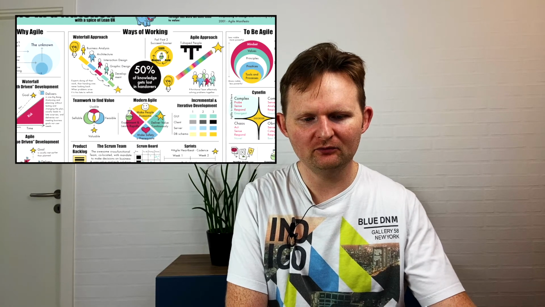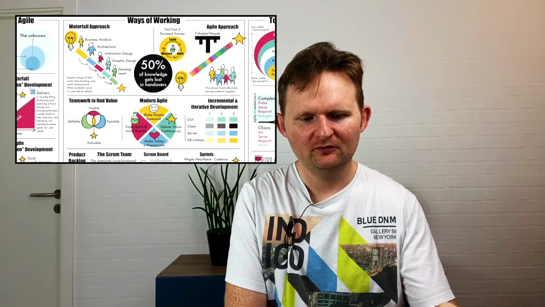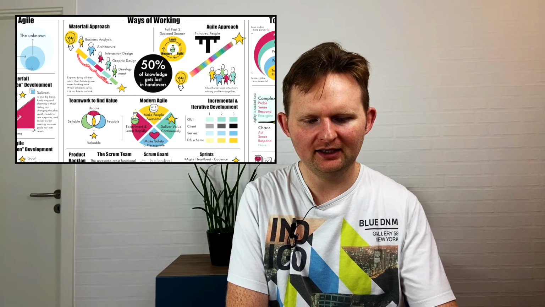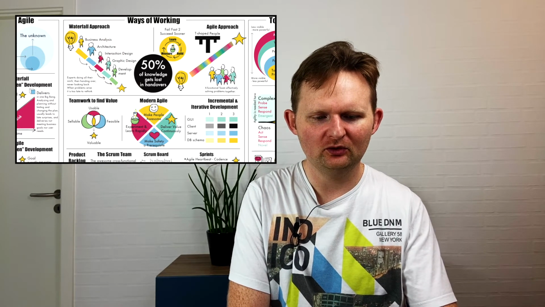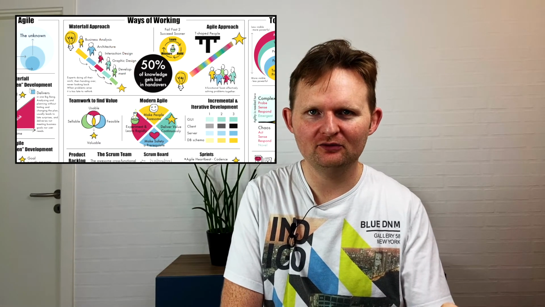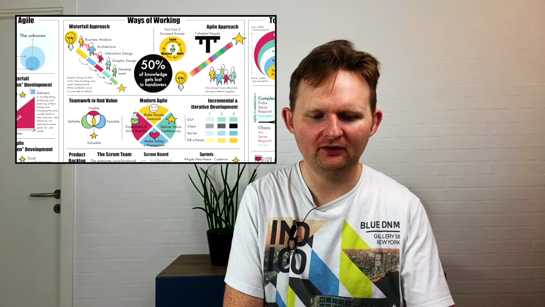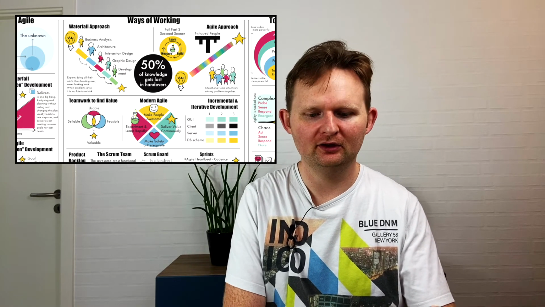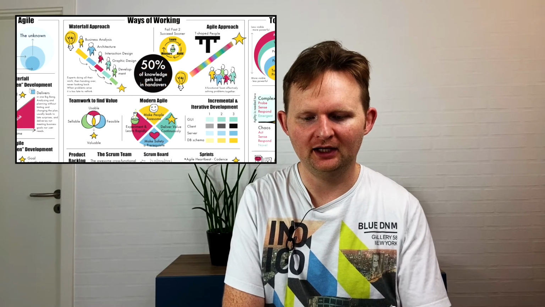Then we have ways of working. So if we have the waterfall approach, we have this classic one-way staircase, whatever we call it, waterfall. And we have the different specialists doing work, and they hand it over to the next person in the line. And then we have a lot of handovers and probably also a lot of knowledge that gets lost at handovers.